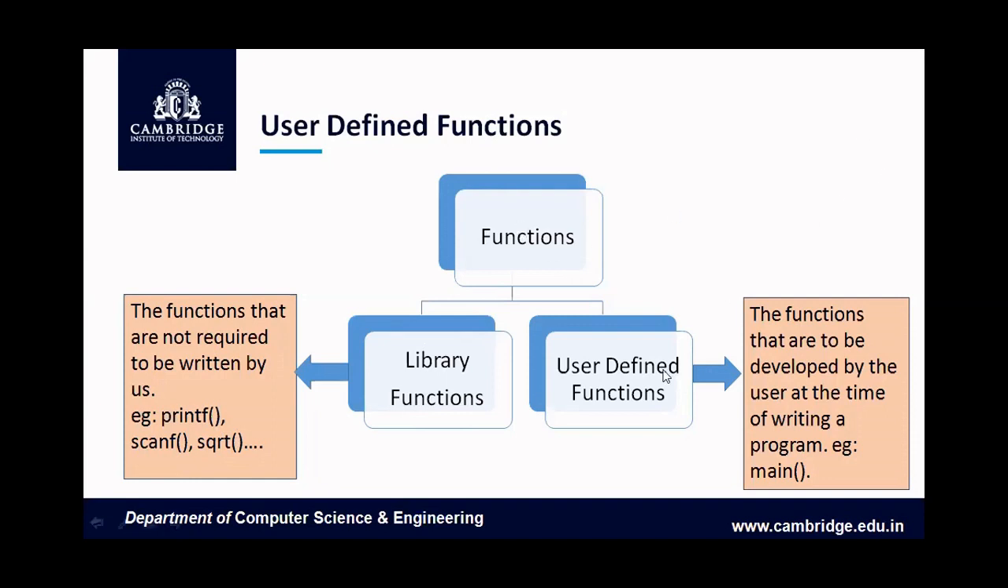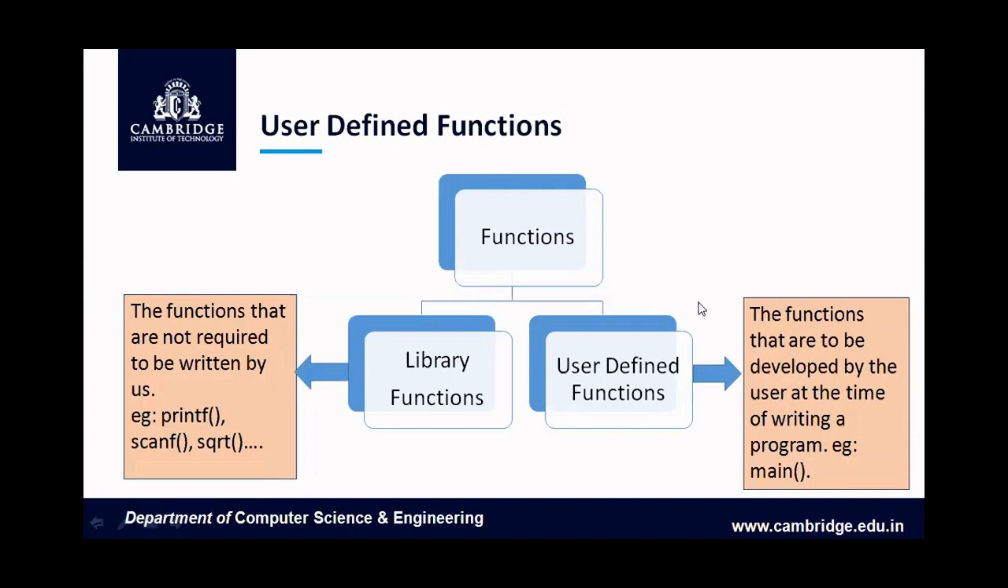Now, what are these user-defined functions? The functions that are to be developed by the user at the time of writing a program. For example, the main function. Is the main function ready all the time? No, right? It will be empty. So you have to write what you want to do. The task you have to write inside the main function. So a user-defined function is what the user is going to write. Library functions are already available; just call those functions. In a user-defined function, you have to define the function and you have to call it.